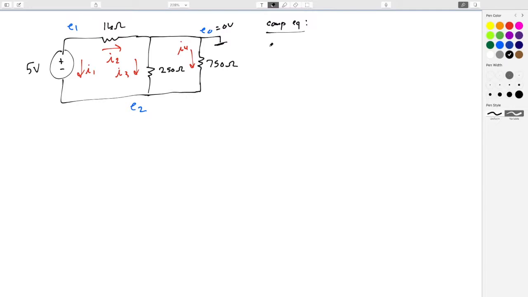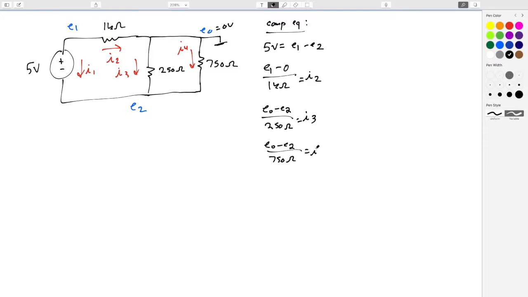So for the 5 volt source, it's different this time, right? It's going to be 5 volts equals E1 minus E2. For the 1 kilo ohm resistor, it will be E1 minus E0, or 0, over 1 kilo ohm equals I2. For the 250 ohm resistor, it'll be E0 minus E2 over 250 ohms equals I3. And then finally for the 750, it'll be E0 minus E2 over 750 ohms equals I4.